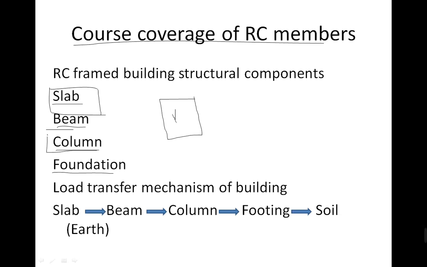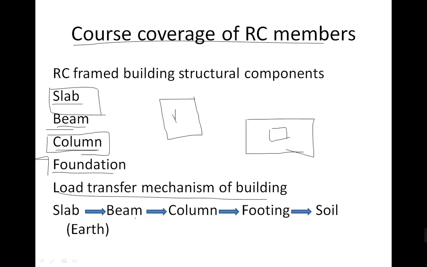Now column is a vertical member which transfers load to the foundation. Column is again connected with foundation. Generally foundation has a wide area, like this foundation which is laid on soil. The foundation has a bigger area, so the load transferred to the foundation is distributed over a greater area, and finally this load is transferred to the soil or earth. So this is the load transfer mechanism of a building: how the load transfers from slab to beam to column, column to footing, and footing to soil.